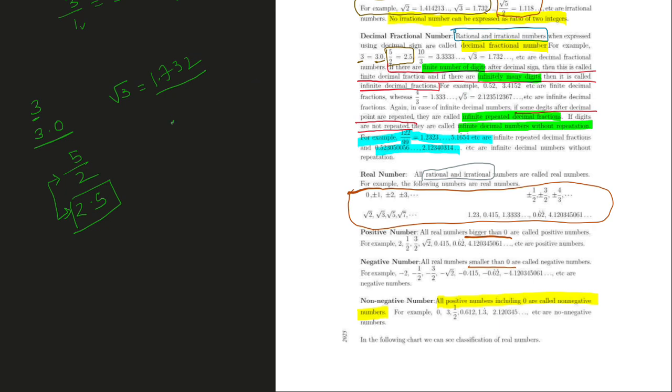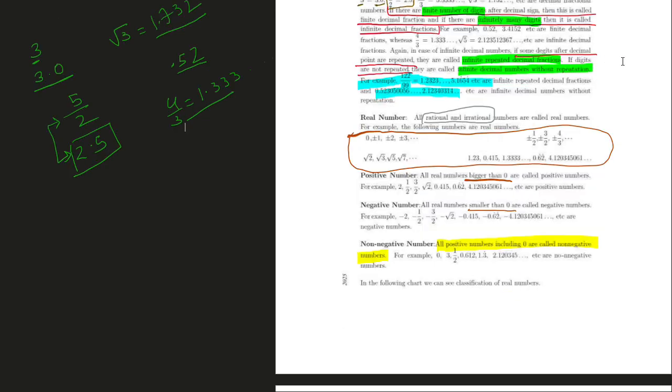For example, 0.52, here we have a finite number of digits after the decimal point, so this is a finite decimal fraction. But say if I write 4 by 3, then if you press it in the calculator, you'll get 1.33 and so on, it goes on and on. So this is called an infinite decimal fraction. In terms of infinite decimal fractions, there are two types.